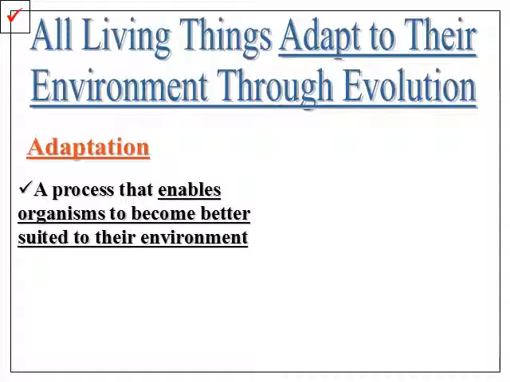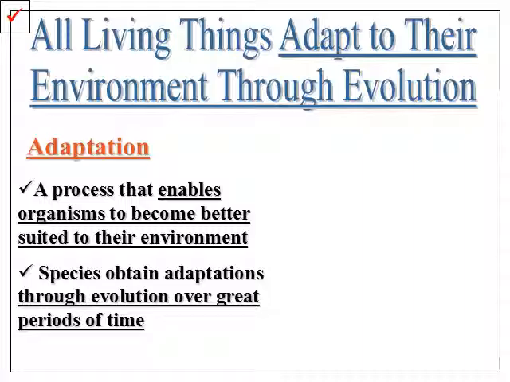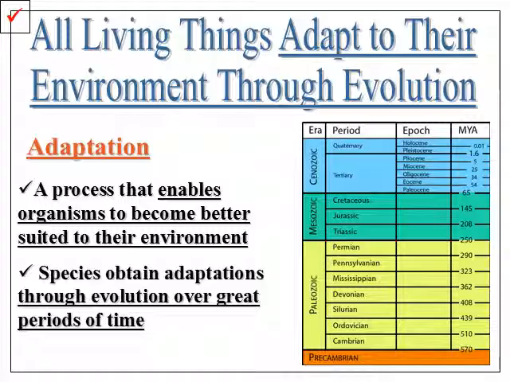An adaptation, by definition, is a process that enables organisms to become better suited to their environment. And species obtain adaptations through evolution over great periods of time. So over time, organisms gradually become more suited to their environment, or they die off. Survival of the fittest, we're talking Charles Darwin here. Now, we're going to talk about something on the next slide that gives some strong evidence for this point. So think about it like this.